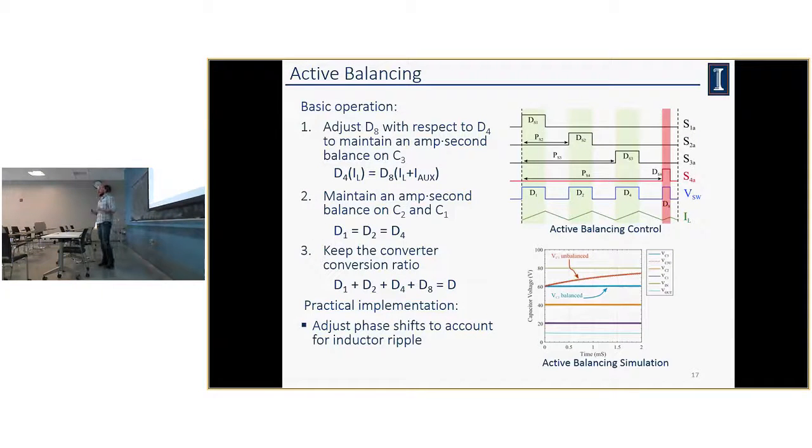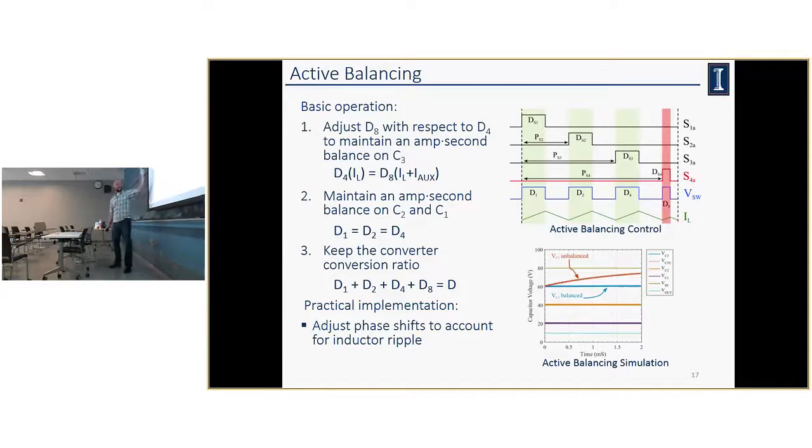With active balancing, basically we're doing a couple things. We're adjusting the period of D8 with respect to D4 such that we keep an amp-second balance on that first capacitor. So basically we're just tweaking the amount of time we spend in those two different states. At the same time, we still want to keep an amp-second balance on C2 and C1. So we want to keep them balanced, so those durations all have to be the same. And then finally, we still want to be at the same converter duty ratio where we were before. The total DVN operation, we still want that relationship to hold. So we have to make sure that the sum of all of these is still the same.